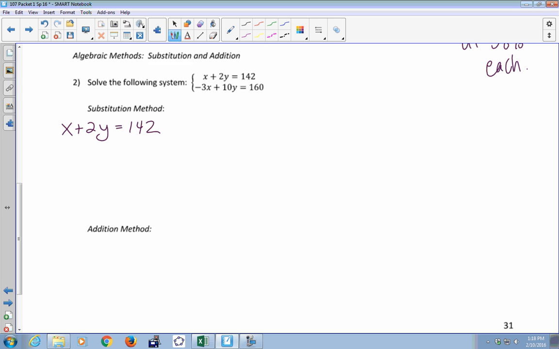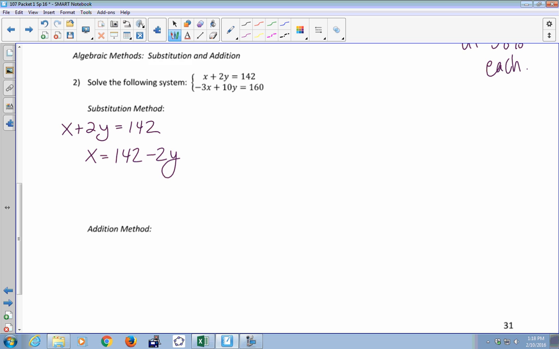And then you solve for one of the variables, right? Whichever one you want, typically whichever one would be easier to solve for. Which one looks the easiest to solve for? x, because it has no coefficient on it. So I can solve for x in one step by just subtracting 2y from both sides. So x is 142 minus 2y. It's completely a choice which variable you solve for. Typically, you just pick the easier one.